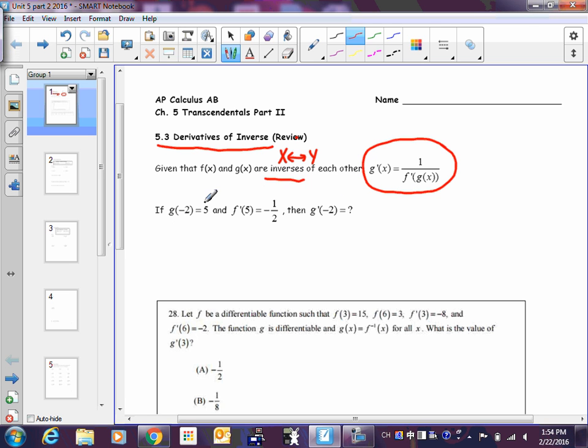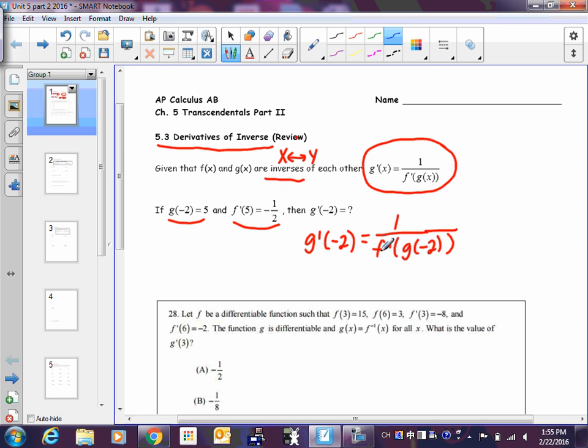So this is a pretty standard problem right here. I'm given some information about g and f, and then I'm asked about g prime of negative 2. If I know that g and f are inverses, then I can just use this formula. Notice with the formula, all I'm going to do is replace the x, there's only one, with a negative 2.